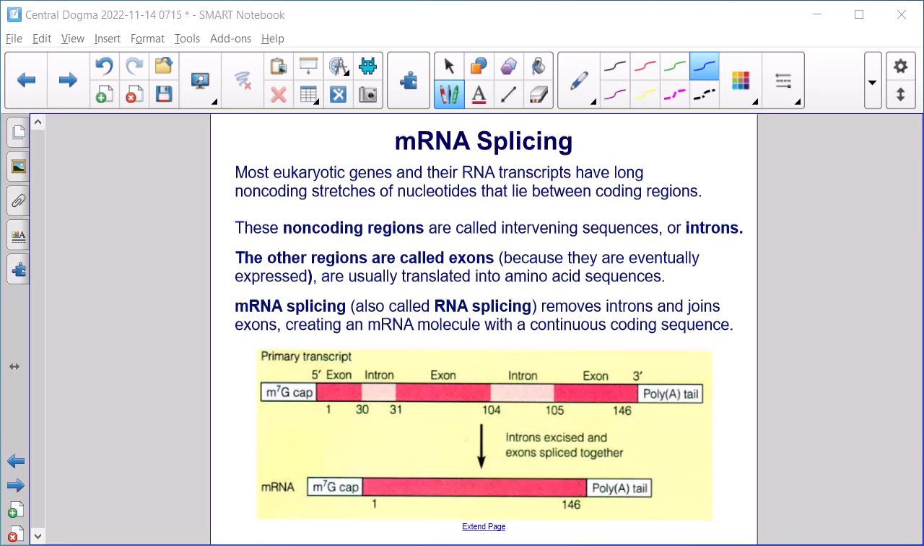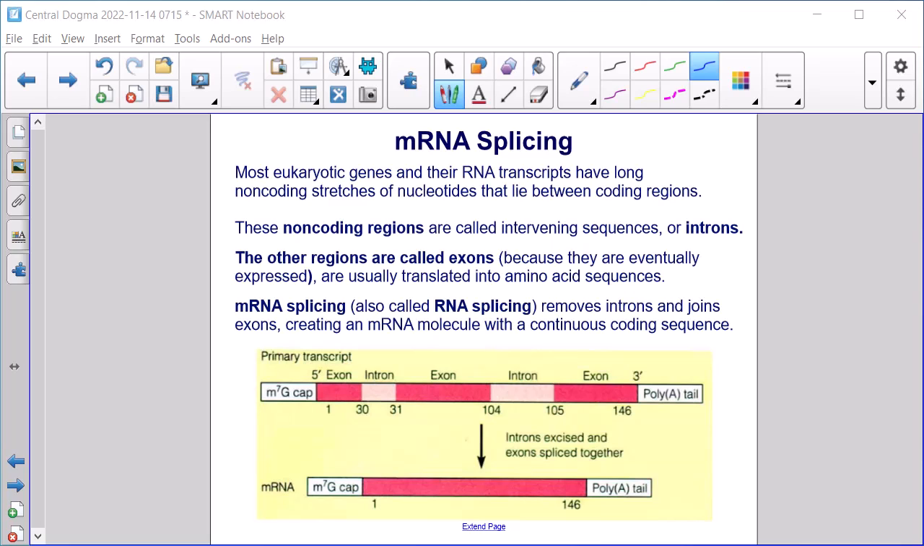mRNA splicing. Most eukaryotic genes and their RNA transcripts have long, non-coding stretches of nucleotides that lie between coding regions. These non-coding regions are called intervening sequences or introns. The other regions are called exons because they are eventually expressed and are usually translated into amino acid sequences. mRNA splicing, also called RNA splicing, removes introns and joins exons, creating an mRNA molecule with a continuous coding sequence.